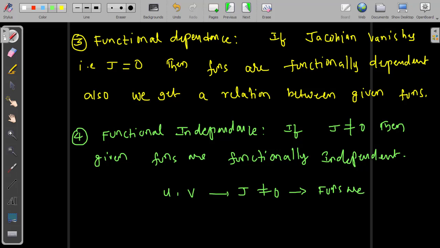In this case, we cannot express one function in terms of the other function, which means we cannot express u as a function of v, or v as a function of u. This happens in the functional independence case. Whereas for the functional dependence case, you can express u as a function of v, or v as a function of u.